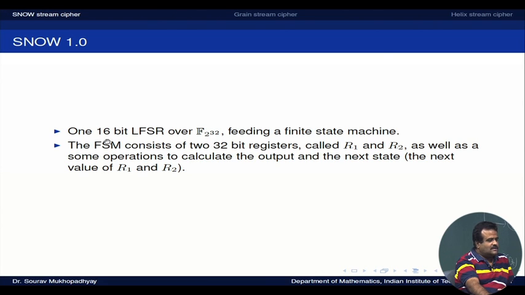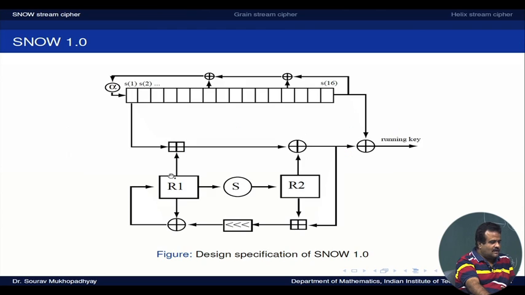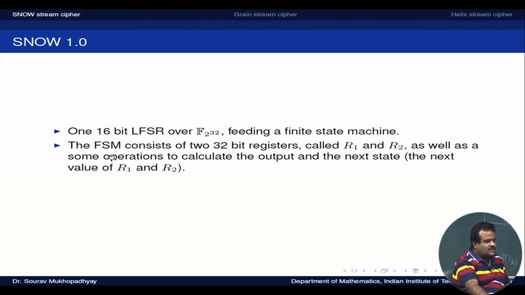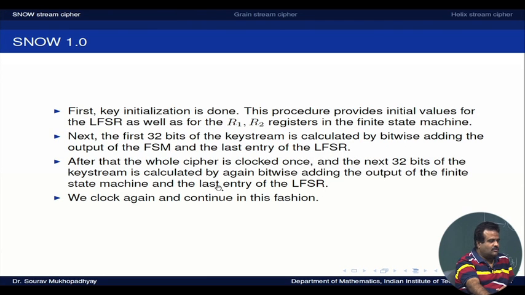This LFSR is a 16-bit LFSR, and this is a finite state machine. It has two registers, R1 and R2, and the output to the next step is calculated by taking the value of R1 and R2. First, the key initialization is done. This procedure provides the initial value of the LFSR as well as of R1 and R2. So we are initializing everything, the LFSR and the registers R1 and R2, which are 32 bits.